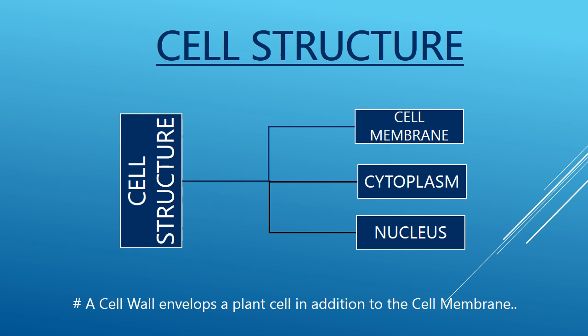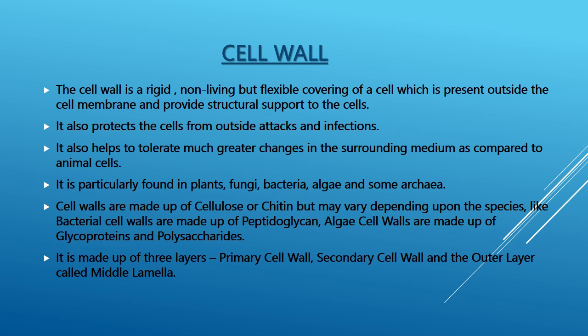The point to be noted is, in animal cells, the cell membrane is there, but other than animal cells, certain cells also have a cell wall which envelops it in addition to the cell membrane. Is that clear? Okay. Now what is a cell wall? A cell wall is a rigid, non-living but flexible covering of a cell which is present outside the cell membrane and provides structural support to the cell.